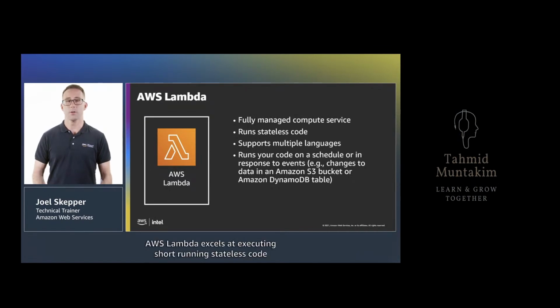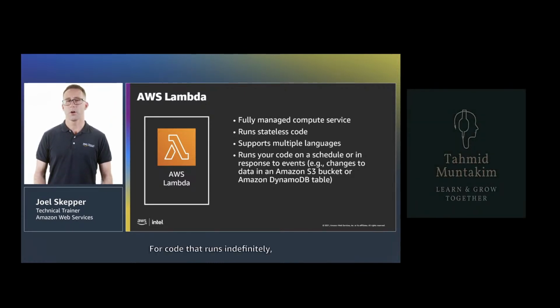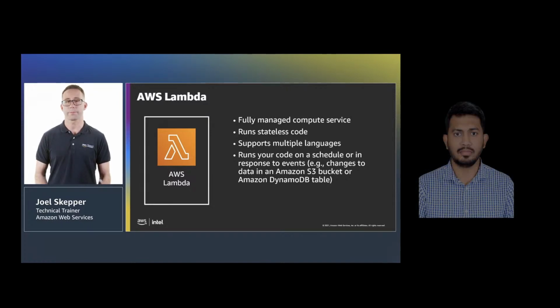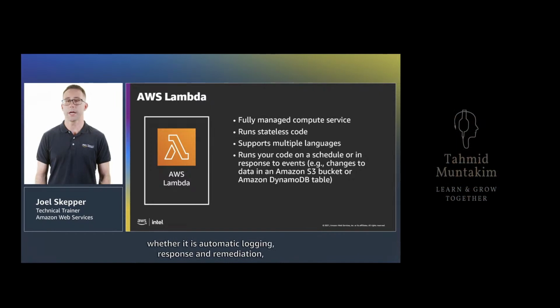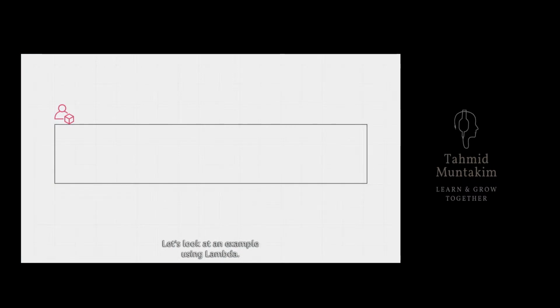AWS Lambda excels at executing short-running, stateless code that has a defined start and finish. For code that runs indefinitely, you'll want to stick with something like EC2, but a little cloud design allows you to take advantage of what Lambda has to offer. AWS Lambda helps us add automation into the environment, whether it is automatic logging, response and remediation, incident management, analysis. The list is endless. Let's look at an example using Lambda.